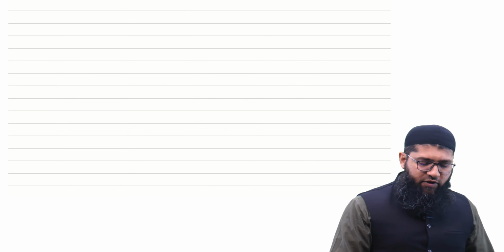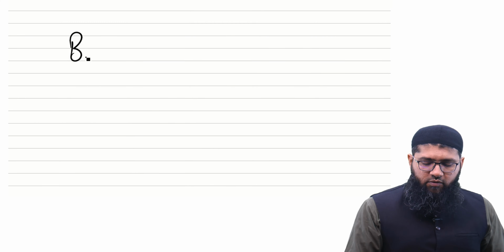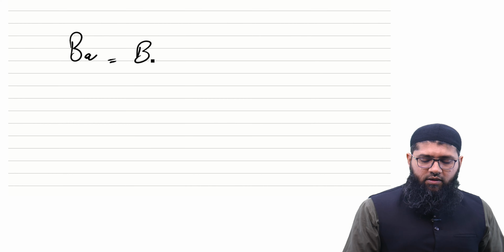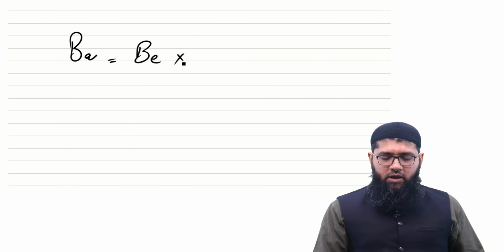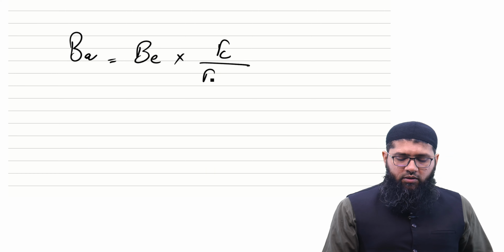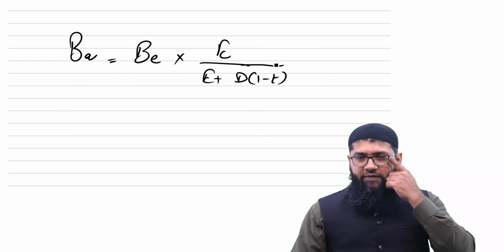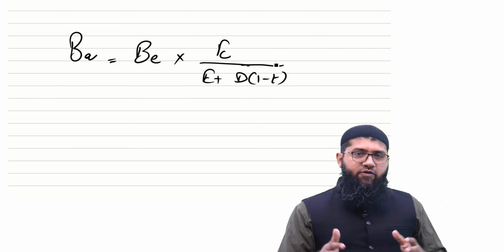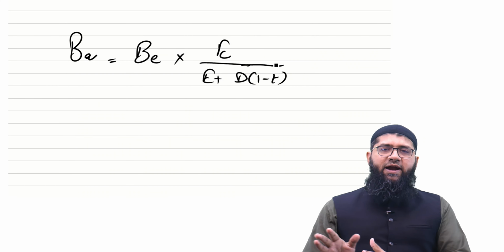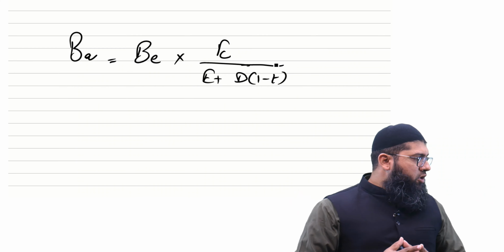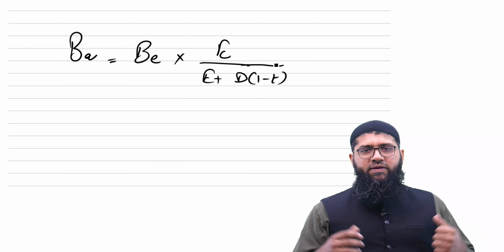We have been given this formula in the examination also, which is: asset beta is equivalent to equity beta multiplied by E upon E plus D(1 minus T). There is another portion of the formula also given, which is about the debt beta, but that has to be ignored because debt beta is usually assumed to be 0.